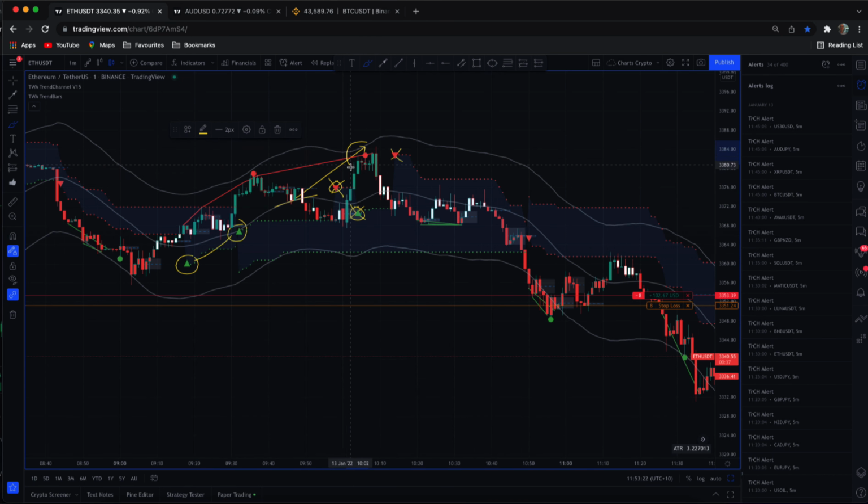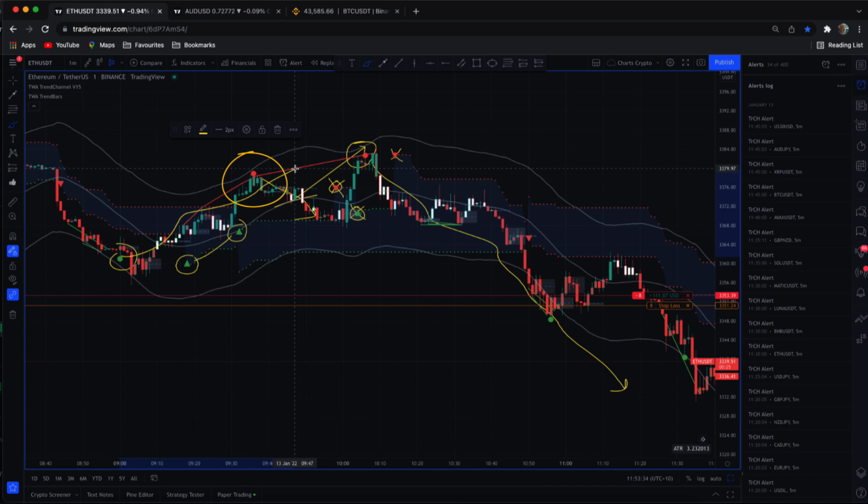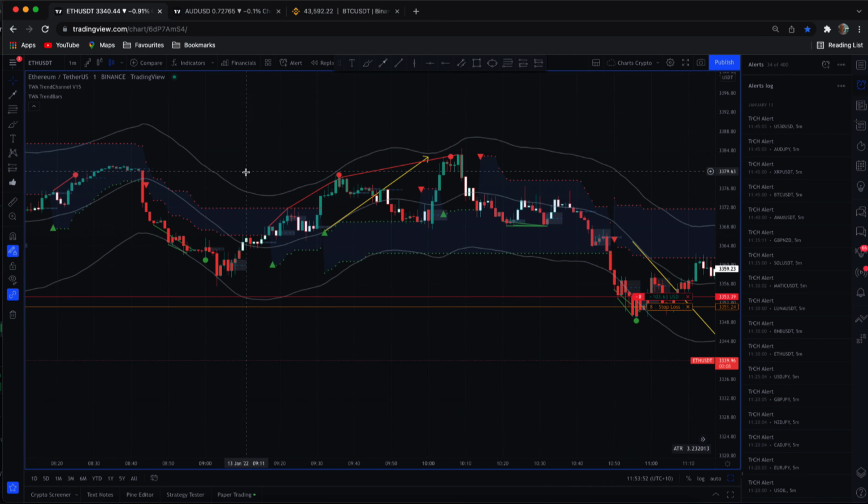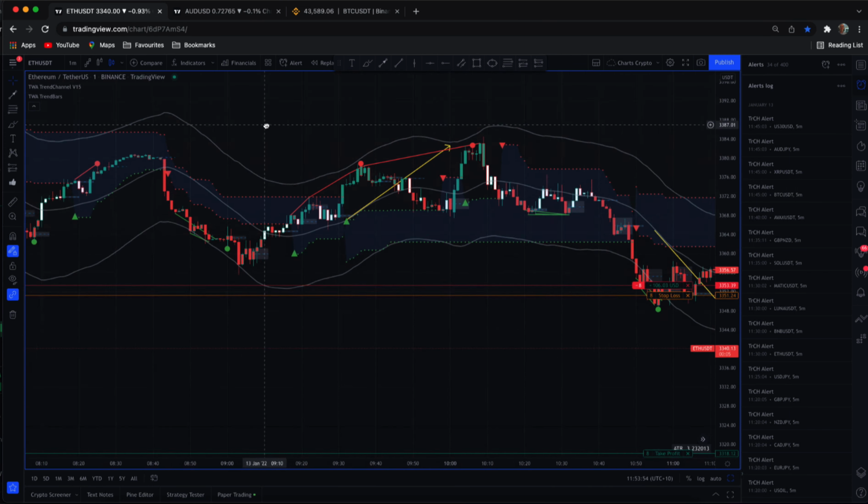I mean, we do have these red dots. There's a pretty nice short from this signal. There's a nice short from this signal, but let's just focus on the, oh gosh, okay. They're everywhere. Let's just focus on the triangles. Let's see how successful this is if we take these trades. 1 minute time frame, Ethereum USDT.